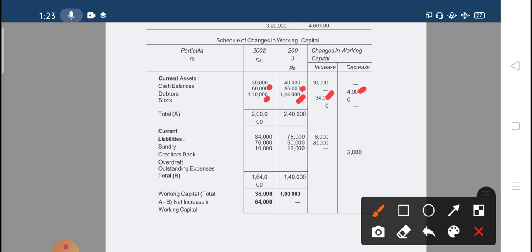Total of current assets in 2002 is 2 lakh, and total of current assets in 2003 is 2,40,000. Here we don't need to take the difference of the totals, the 40,000 increase. We don't need to take that here, directly we take it at the end.